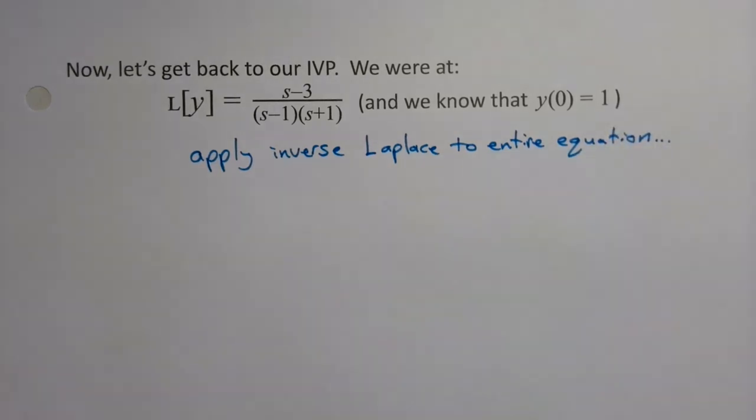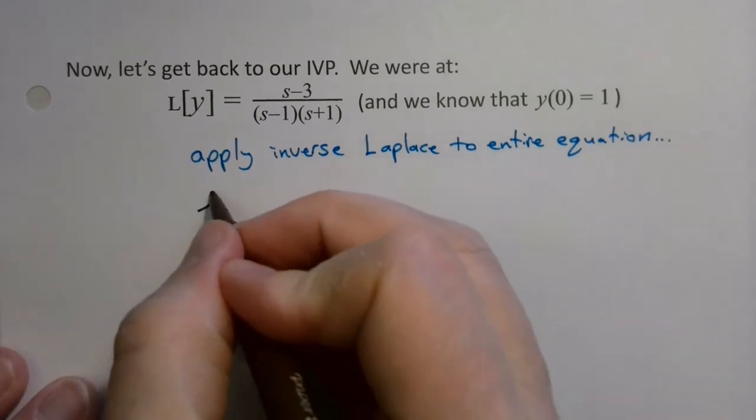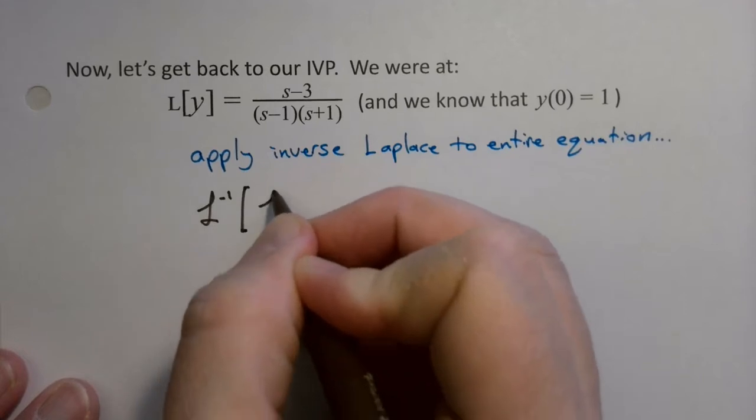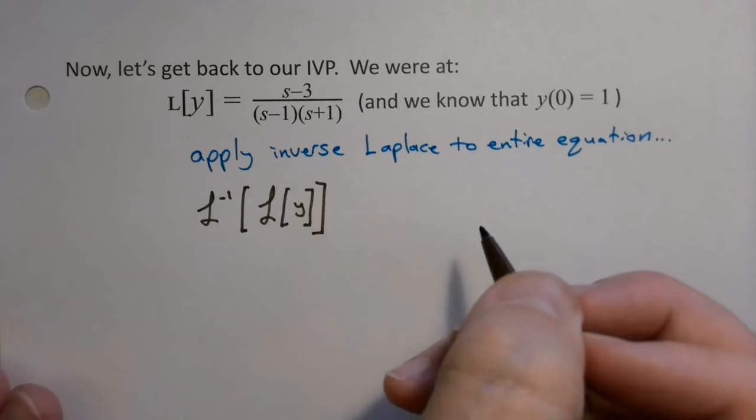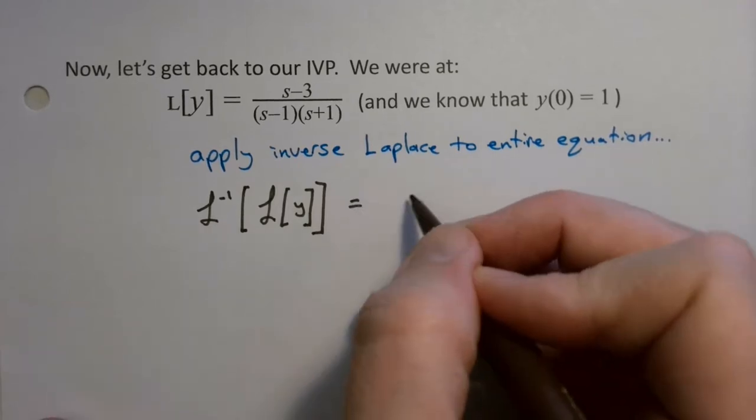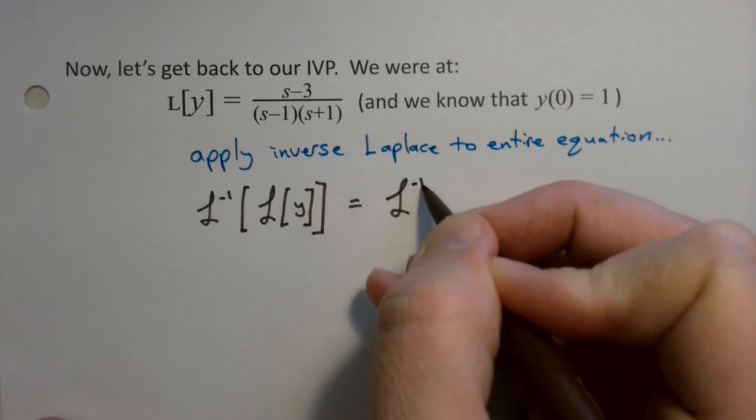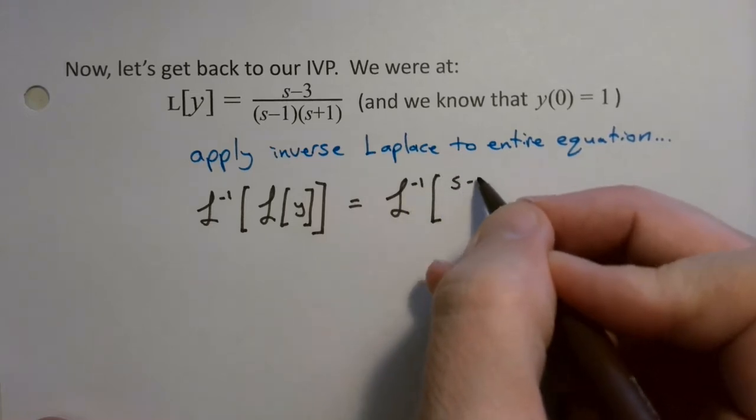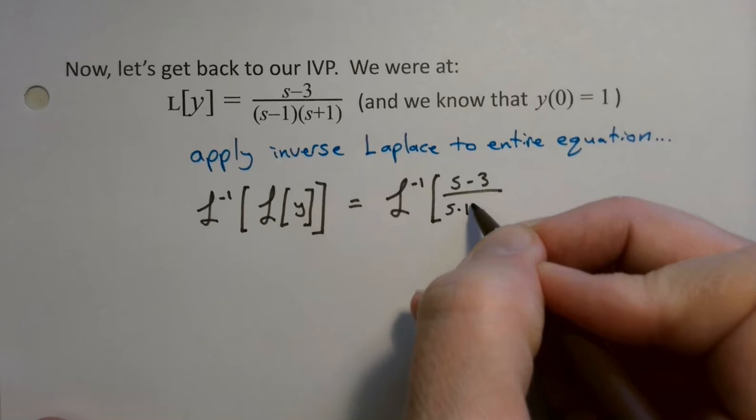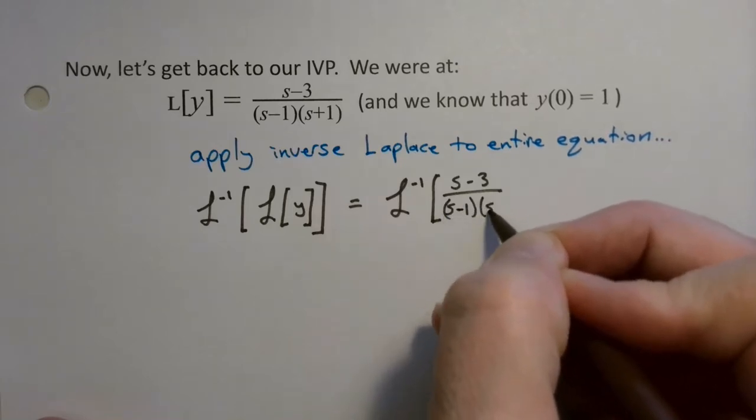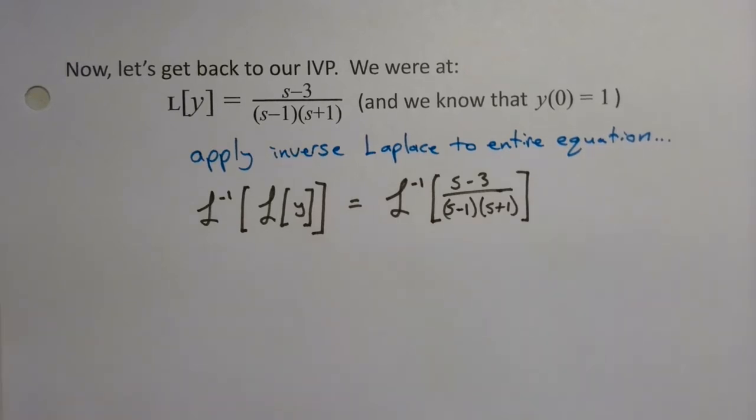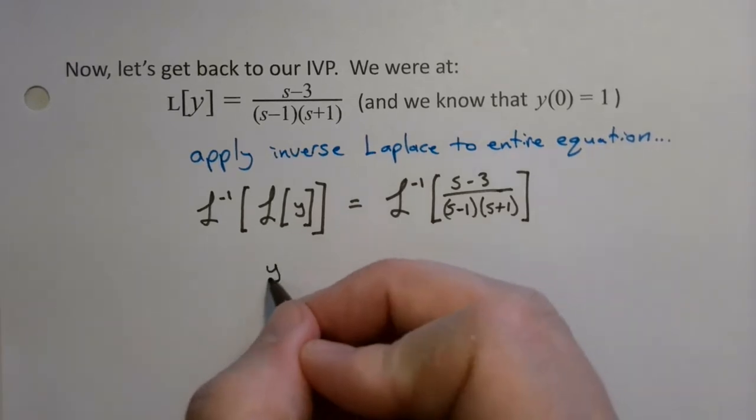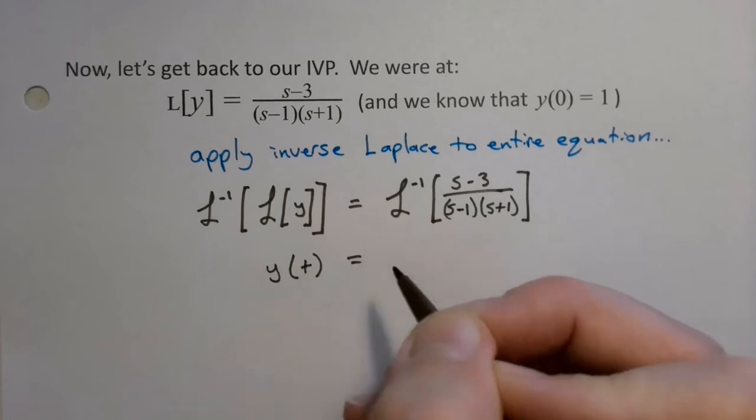And when we do that, applying the inverse Laplace to the Laplace is like applying the antiderivative to the derivative. It kind of cancels itself out. And the other side is just whatever the inverse Laplace of (s minus 3) over (s minus 1)(s plus 1) is equal to. So this side sorts itself out. That's just y, and specifically y of t.